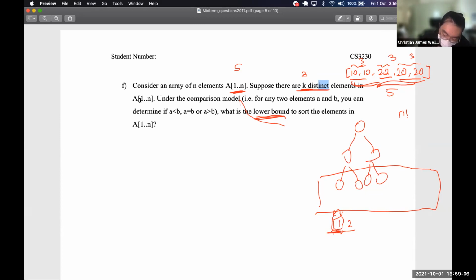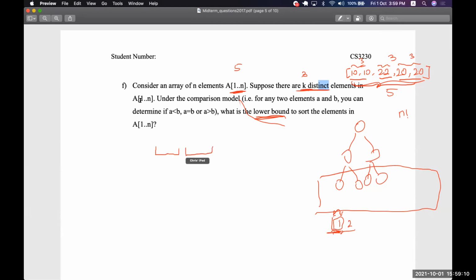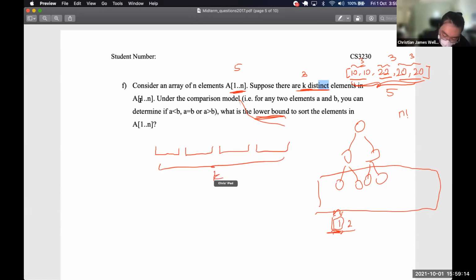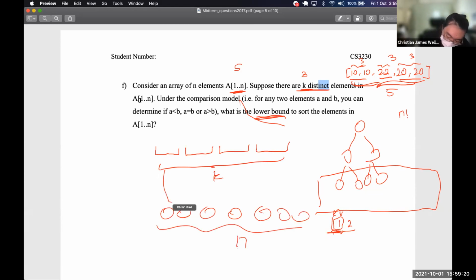But my idea is that I maintain contiguous k buckets, and then I try to distribute. So there are n elements, and I try to distribute into these buckets. So this is like the outcome of sorting.